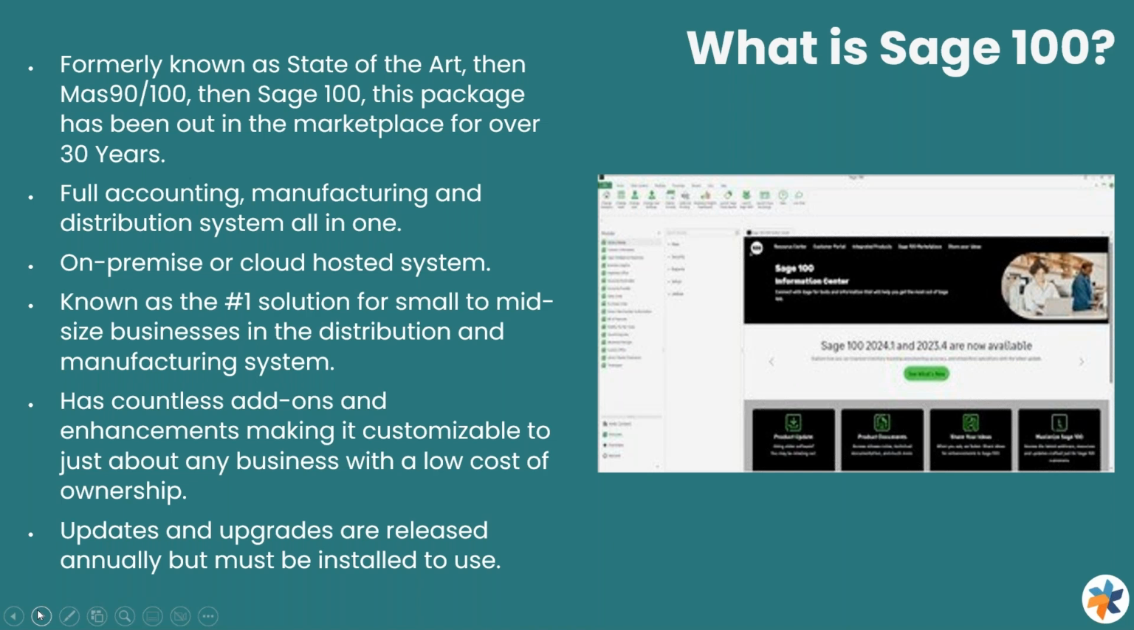Sage 100 is also another product of Sage that has been around for over 30 years, and they used to be Mass 90. They're a full accounting, manufacturing, and distribution system within one. You do have it on-prem, or it can be hosted in the cloud.